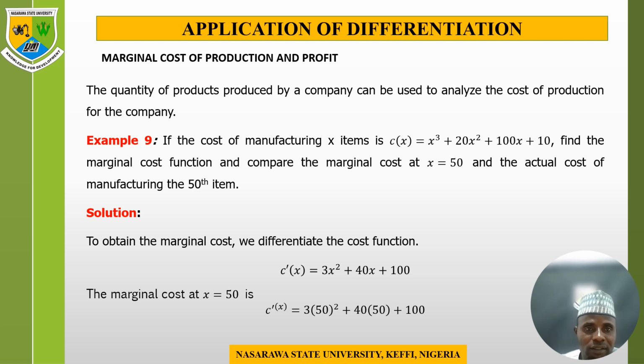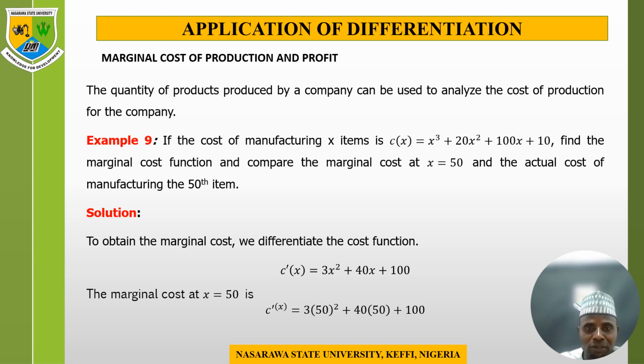So the next thing is marginal cost of production and profit. The quantity of products produced by a company can be used to analyze the cost of production for the company. In this case, it is the rate of change of a thing. Differentiation is also applied to that. So let's see this example.